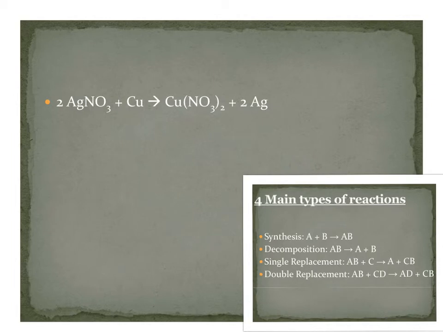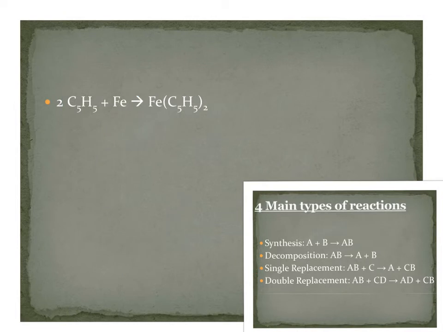So this is an example of a compound and an element interacting with each other. So in this reaction, Cu replaces Ag and Ag is freed. So this is an example of a single replacement. In this example, we have a compound and an element joining together to form a larger compound. This is an example of a synthesis.